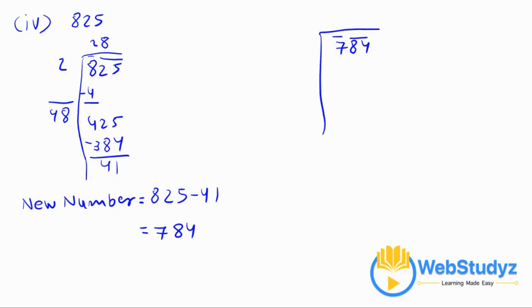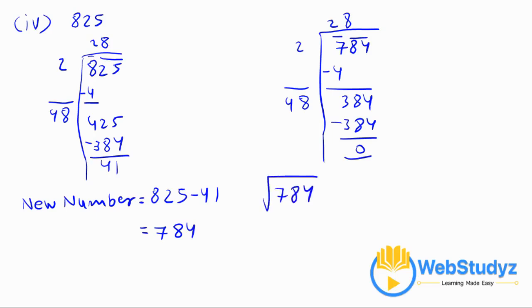And by the division method, we can subtract 4, which is the perfect square of 2. So subtracting this, we get 384. Here we get 4. If we take 8 as quotient and 48, multiplying this, we get 384. Subtracting this, we get remainder 0. That means the square root of 784 will give us the value as 28. That means if we subtract 41 from 825, we get a perfect square.